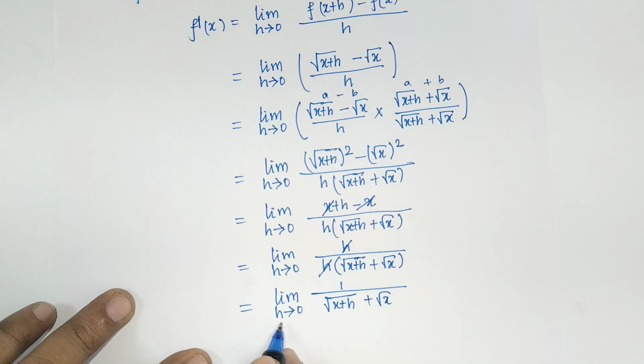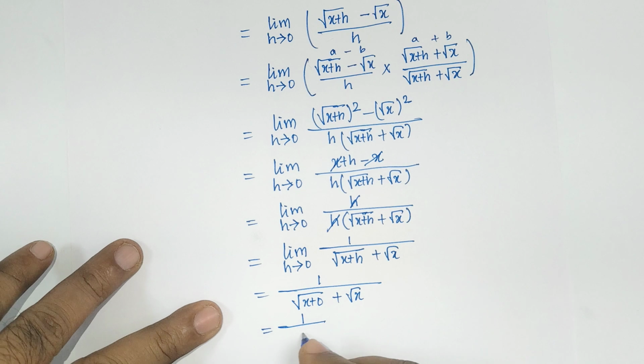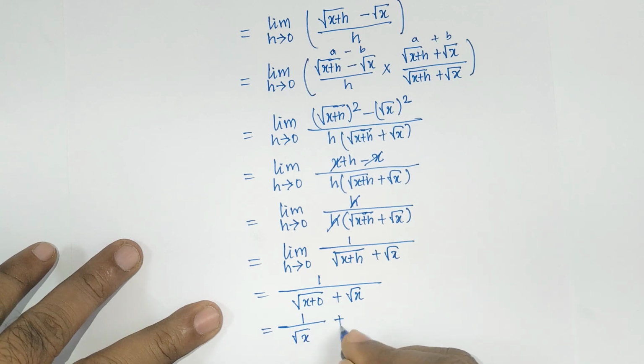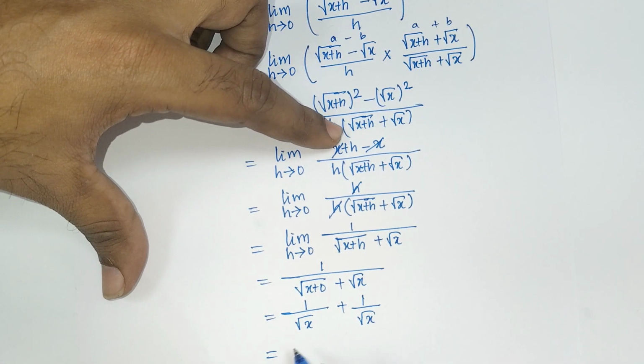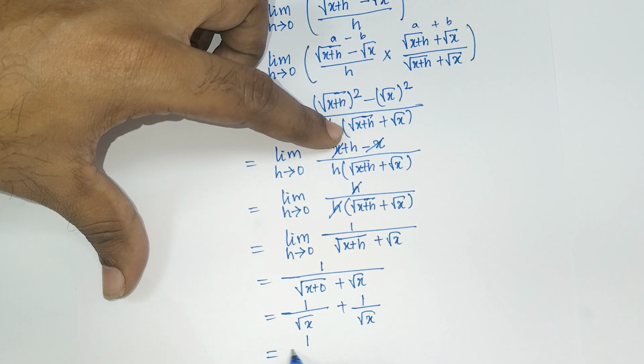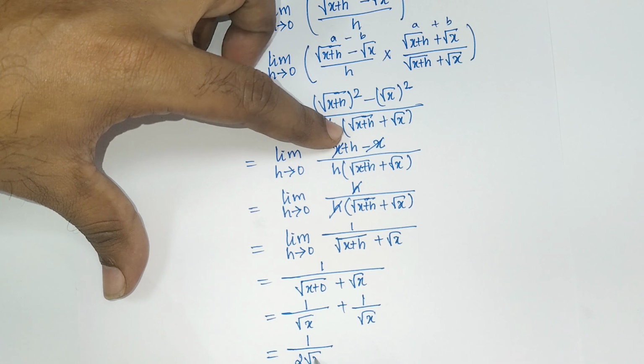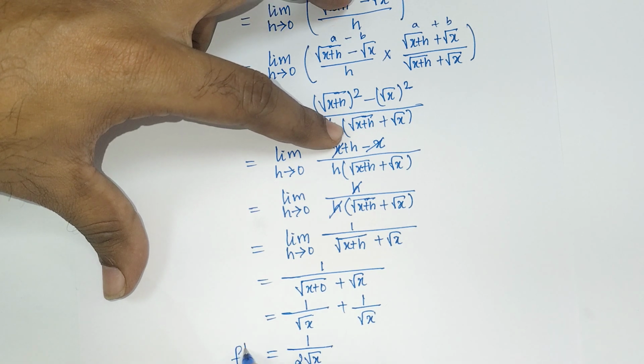Now we can replace h by 0, so that I'll write 1 divided by root of x plus h is equal to 0 plus root x. You will get 1 divided by root x plus root x. So therefore your answer is 1 divided by 2 into root x. Is this your derivative?